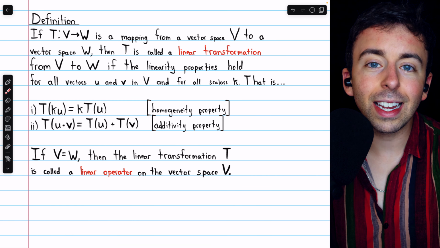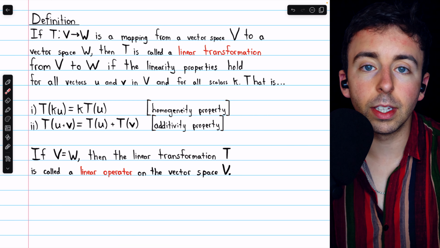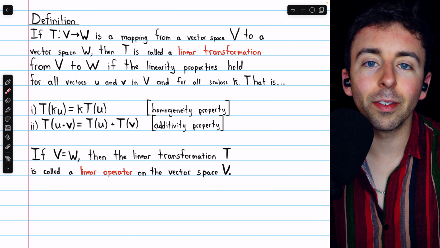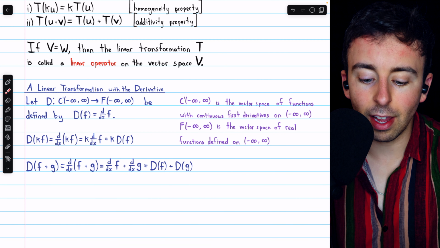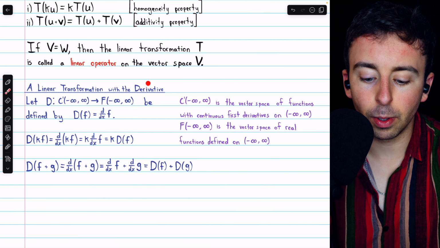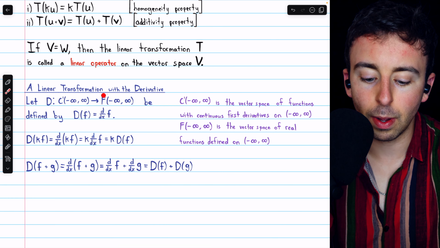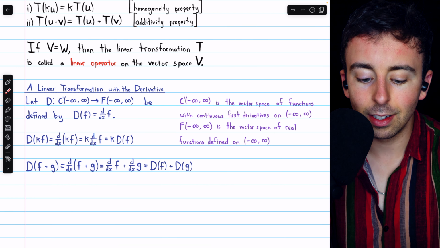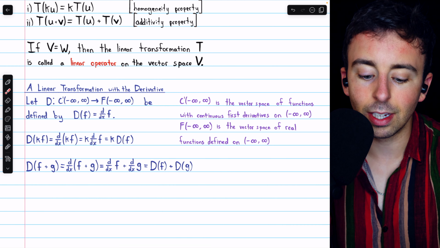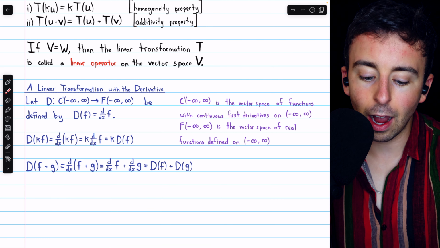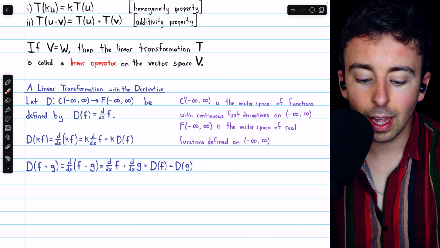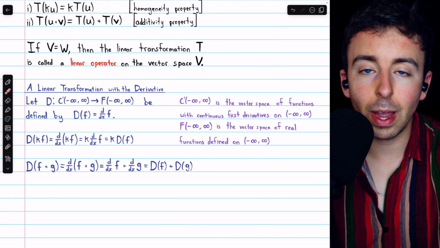In this video, we'll take a look at a few more examples of linear transformations that involve calculus. Here's our first example involving the derivative. Letting D be the mapping from continuously differentiable functions to the vector space of real-valued functions, defined like this, so D just takes each function and outputs its derivative. This is a linear transformation.